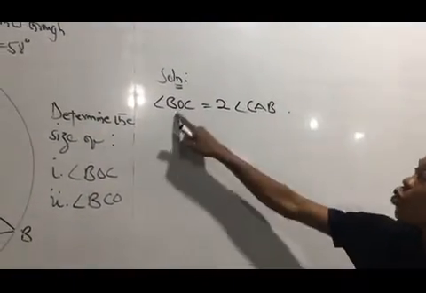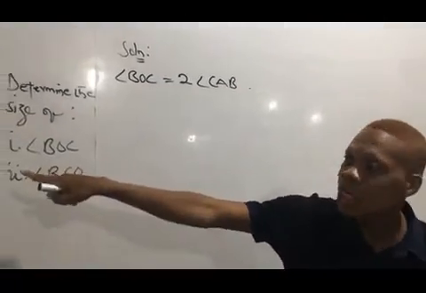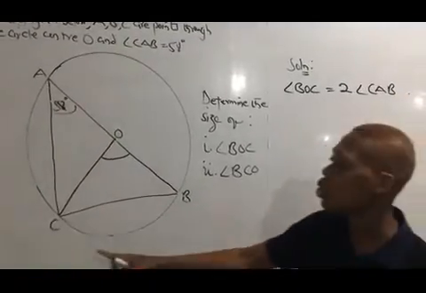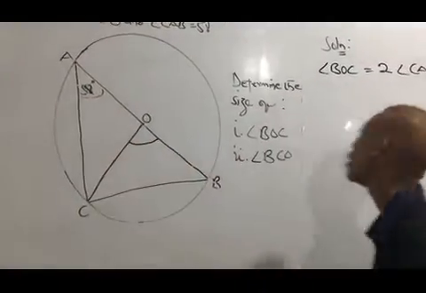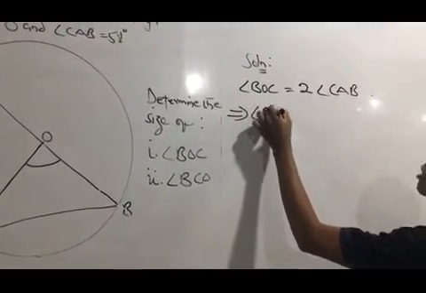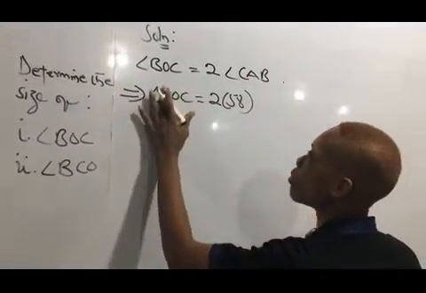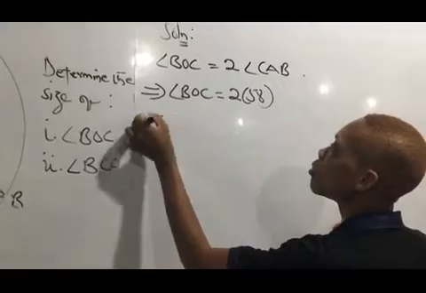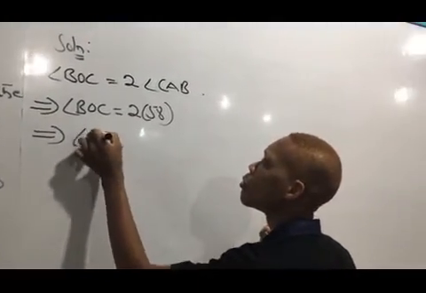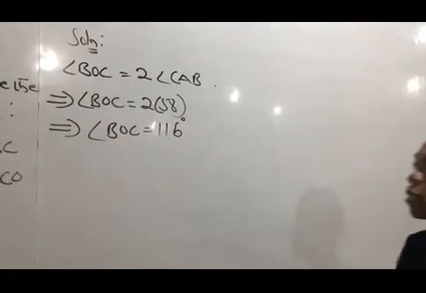I'll check from the diagram these two angles. I'll look at the one that has been given to me. If you check from the diagram, BOC is not given. This is BOC. Nothing was given. But I realize that CAB has been given to you. CAB, that is 58. So we know this angle here. So this implies angle BOC is equal to 2 times 58. This will give you 116 degrees.